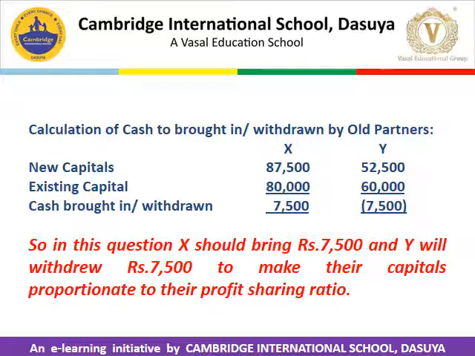As per the previous calculation, the new capitals of X and Y are 87,500 and 52,500. But the existing capital of X is 80,000, whereas the existing capital of Y is 60,000. After comparing both the capitals, we come to the conclusion that to maintain the capital equal to profit sharing ratio, X would bring 7,500, whereas Y will withdraw 7,500 in cash.